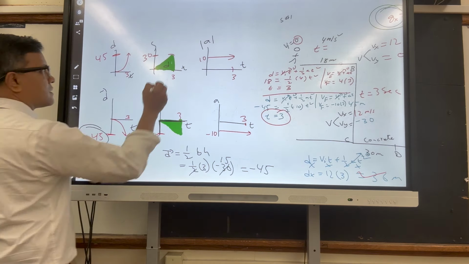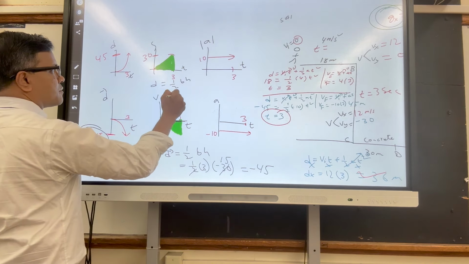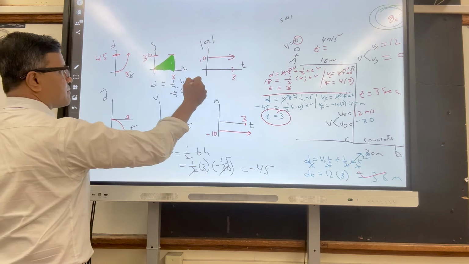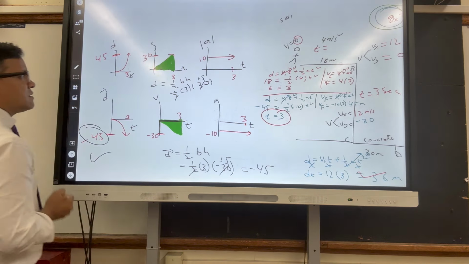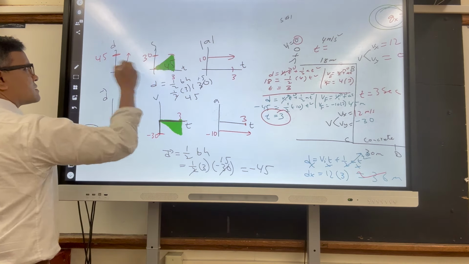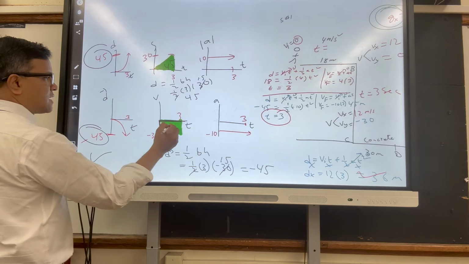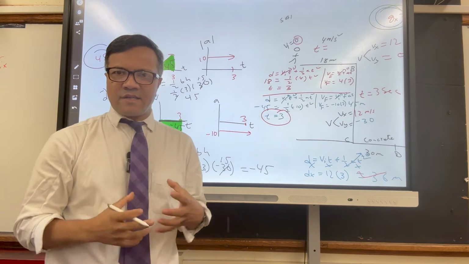Check. How can you find D? Half BH. B is 3, H is 30. 15. 3 times 15? 45. Is this 45? Yes. Is this negative 45? Yes. Okay, so that's the idea 1.